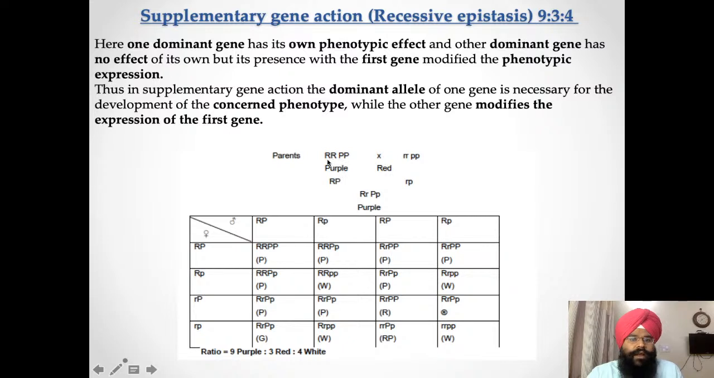So you have purple RRPP, and you have small r small p red. Then you have capital R small r, capital P small p purple, and then you segregate them into different parts with RP, Rp, rP, and rp, and then you get a 9:3:4 ratio of purple, red, white according to the supplementary gene action.